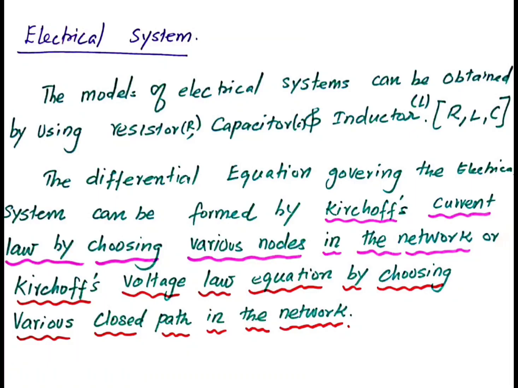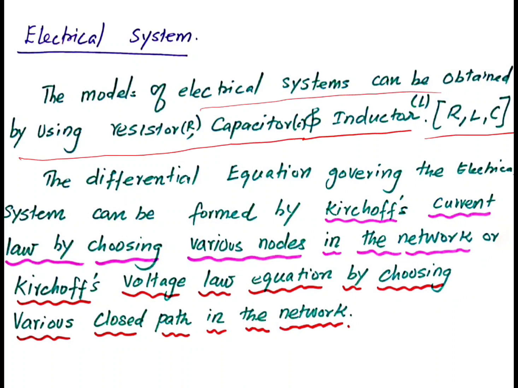The model of electrical system can be obtained by using resistor, capacitor, and inductors, that is RLC. The differential equations governing the electrical system can be formed by Kirchhoff's current law by choosing various nodes in the network, or Kirchhoff's voltage law equations by choosing various closed paths in the network. This is the basics related to electrical systems.